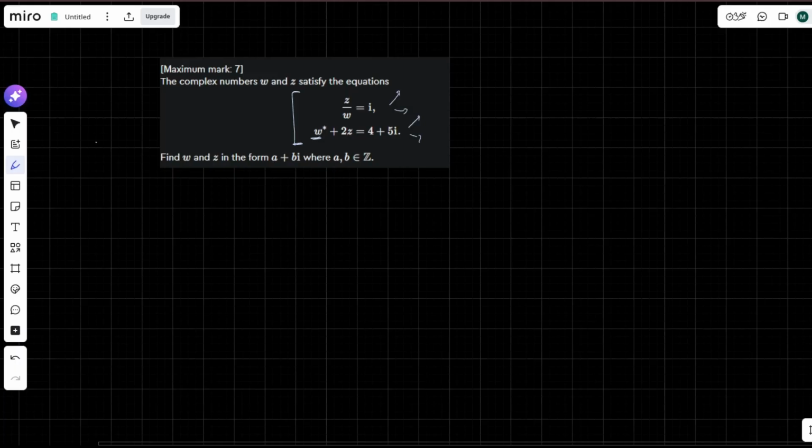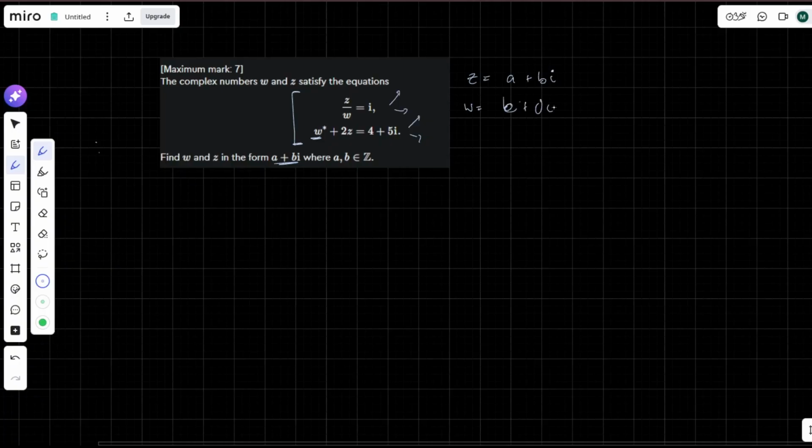That means we have the capacity here to deal with four unknown values. And that's good because we're looking for four unknown values, right? We're looking for Z and we're looking for W. It says W and Z are in this format, right? So Z is, let's say, A plus BI. W is going to be C plus DI, for example. So that's four unknown values, and we have the ability to set up enough equations to solve for this.